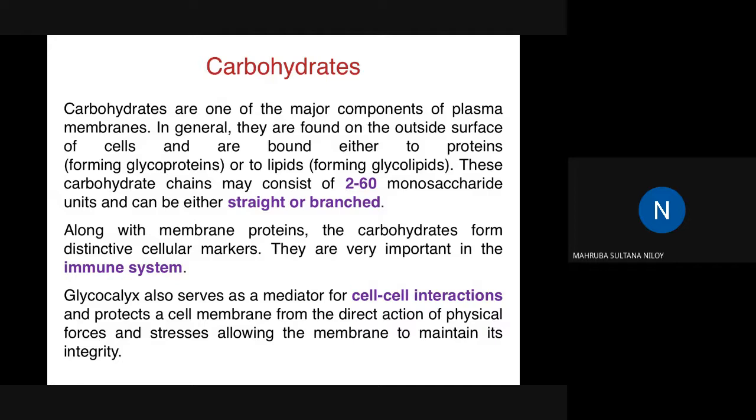Okay, then what is the function of the glycocalyx? Glycocalyx actually helps cell-cell interactions, and protects the cell membrane from physical forces or stress. Is it clear?